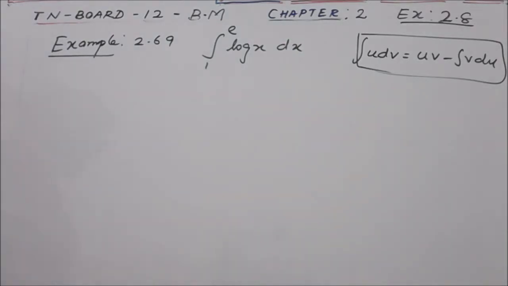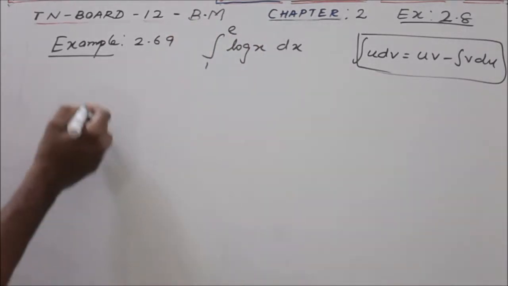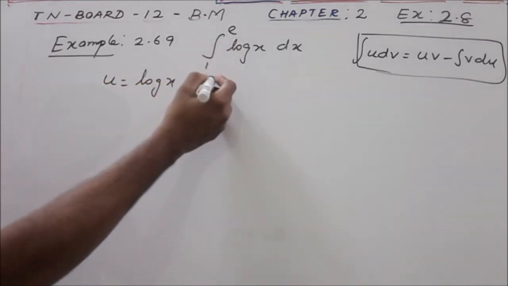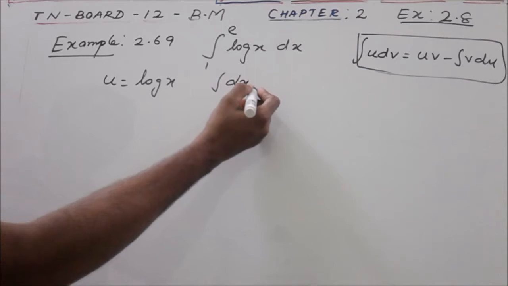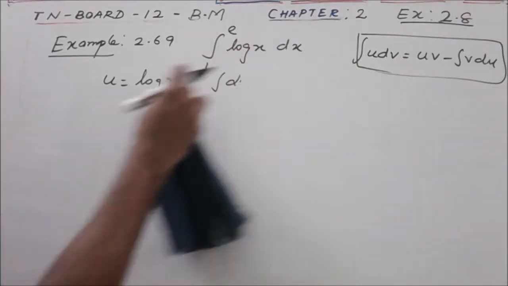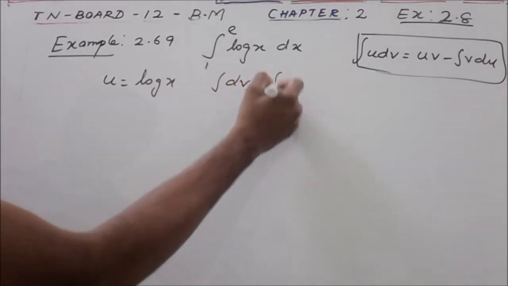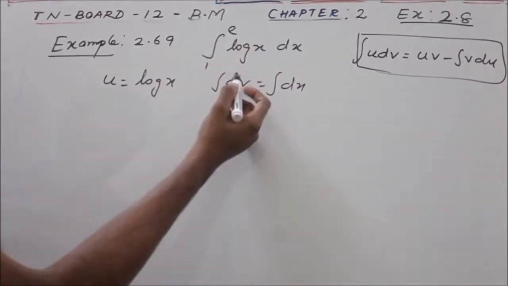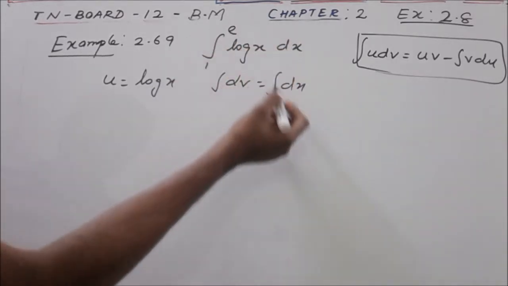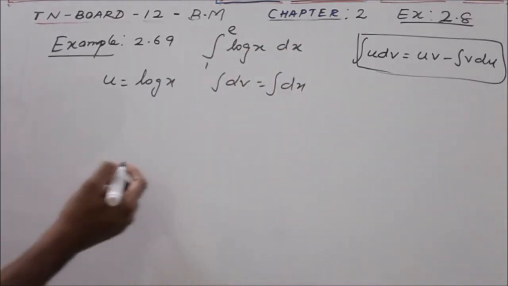We did the same problem in our previous exercise without limits, by the integration by parts method. So just taking u equal to log x, the remaining integral dx is equal to dv. Total is taken as u dv. U equals log x, and the remaining integral dx is equal to integral dv.